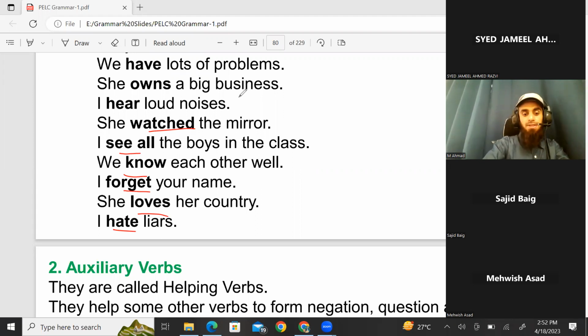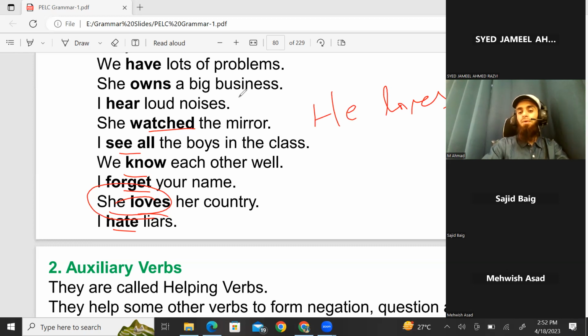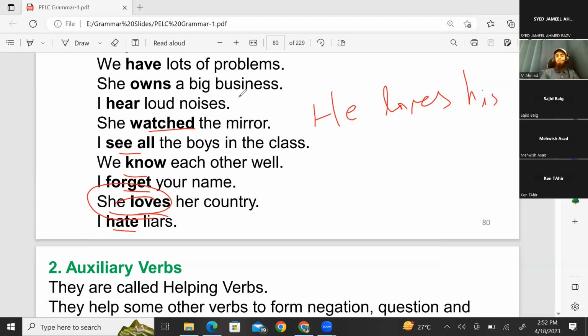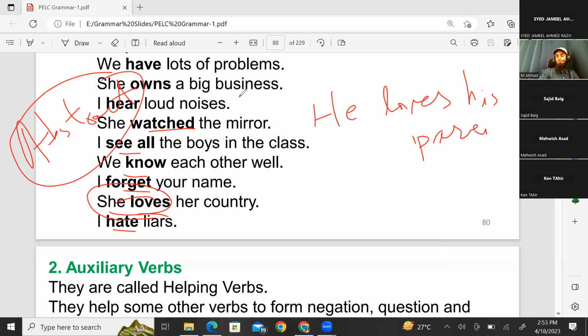Let me ask one example on this one. He loves. Anyone kindly tell me what is abstract noun? Abstract noun, yes. What are the abstract nouns? Anyone? He loves his parents.